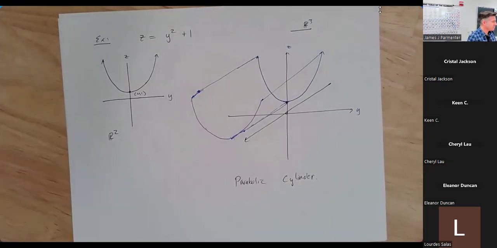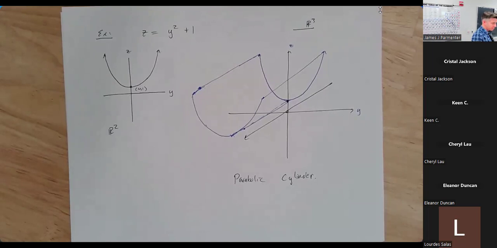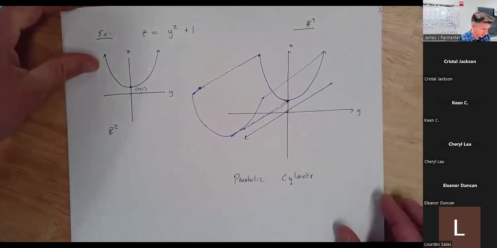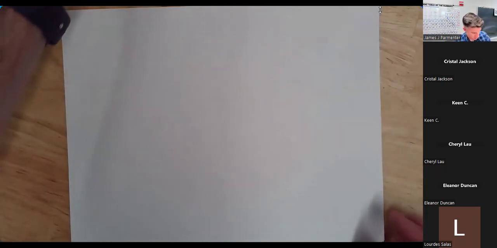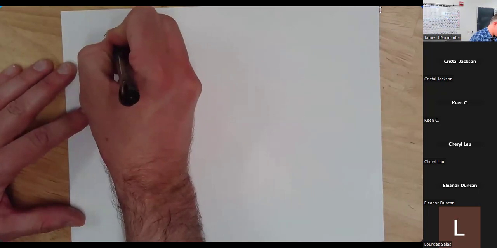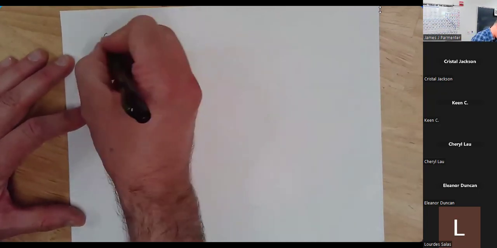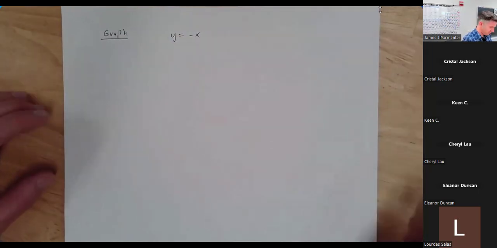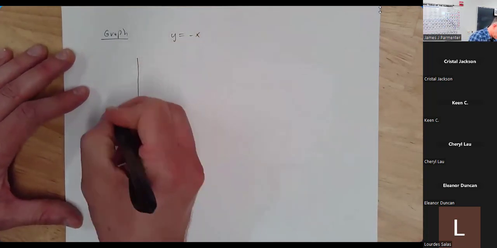Why did the name cylinder get attached to shapes like this? I don't know. But that's basically whenever you take a two-dimensional curve and extend it in the other missing dimension, we usually call that a cylinder. There's a couple of things we don't, but most of the time that's it. The exception being if you were doing a plane, for example. Let's graph y equal to negative x, which I'm not convinced is going to turn out good, but it's fine. Not everything has to be perfect.